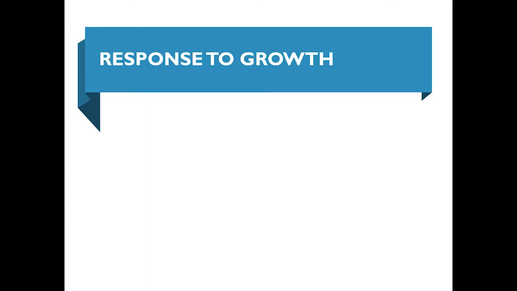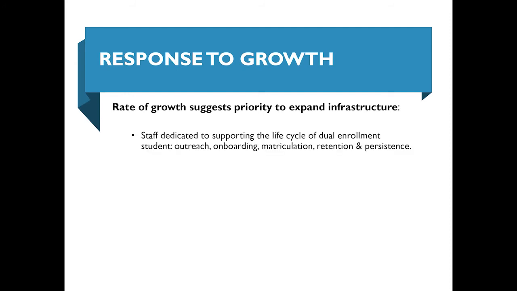And so how do we respond to that growth, right? How do we prioritize the infrastructure so that we can really support these students? Because again, I don't think college is necessarily hard, but it might not be intuitive to a student, especially if they're really, really young, right? And so the infrastructure in terms of getting them the information and helping them succeed is really critical. And so to respond to this growth, the infrastructure should have staff that's dedicated to supporting the entire life cycle of the dual enrollment student. So again, that's outreaching, onboarding the student, matriculation into the class, and then retention and persistence. These are really critical things that we have to program into our partnerships.